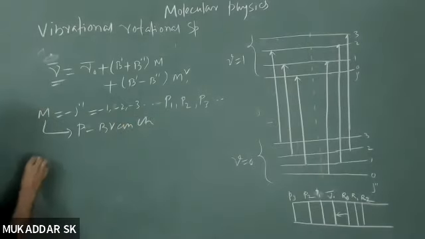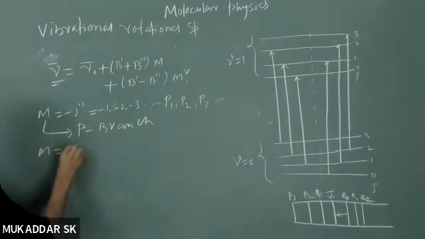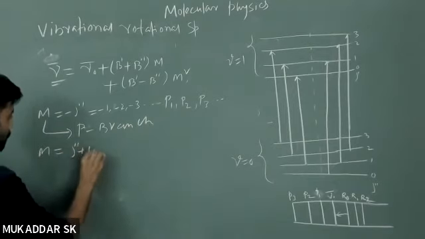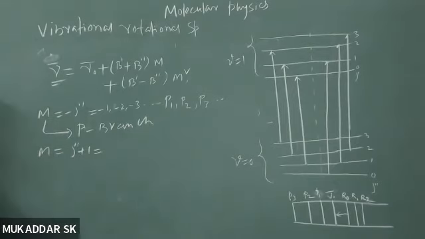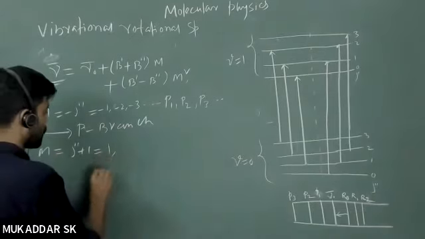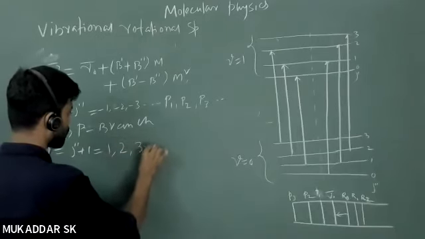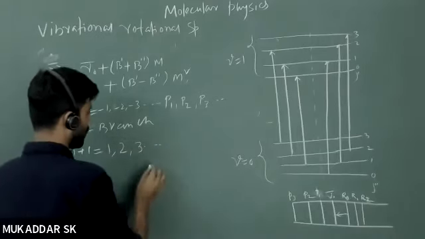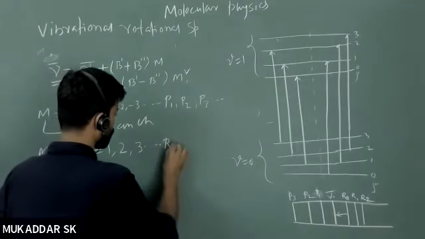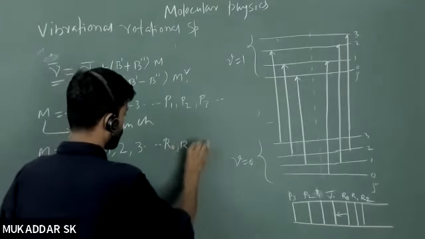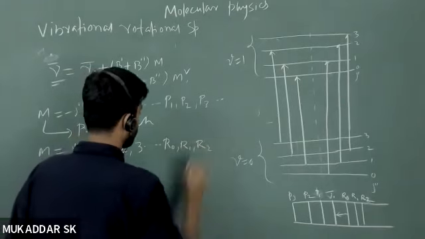But when we substitute m equals to J double dash plus 1, and for R branch, you know, J double dash will start from 0, right? So 0 plus 1, that will give you 1, 1 plus 1, that will give you 2, 2 plus 1, that will give you 3, and so on. And that will represent basically R0, R1, R2 lines.